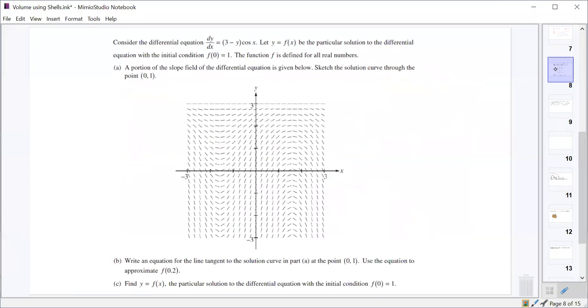Oh my. That's a fun looking slope field, huh? For 3 minus y times cosine x. We want to sketch the curve that goes through the point 0, 1. So there's 0, 1. Something like that. Make sure it extends to the edges of the coordinate axis. Make sure it generally follows the slopes of the lines. 1 point.